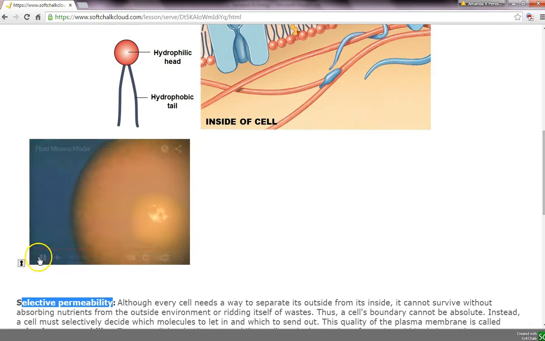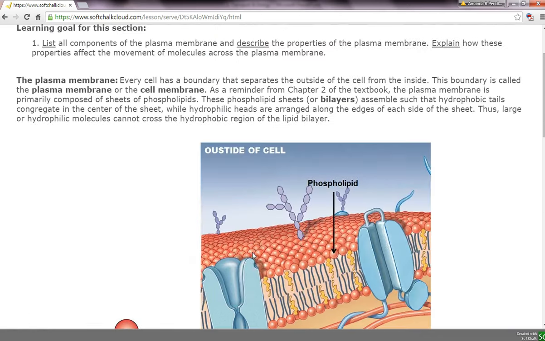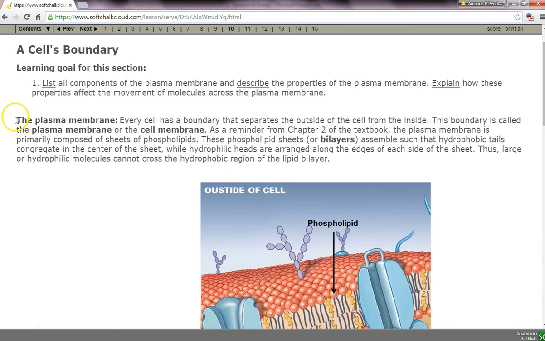Okay. So the rest of this lesson is going to be about talking about how things get past the plasma membrane. And that's where we'll go next.